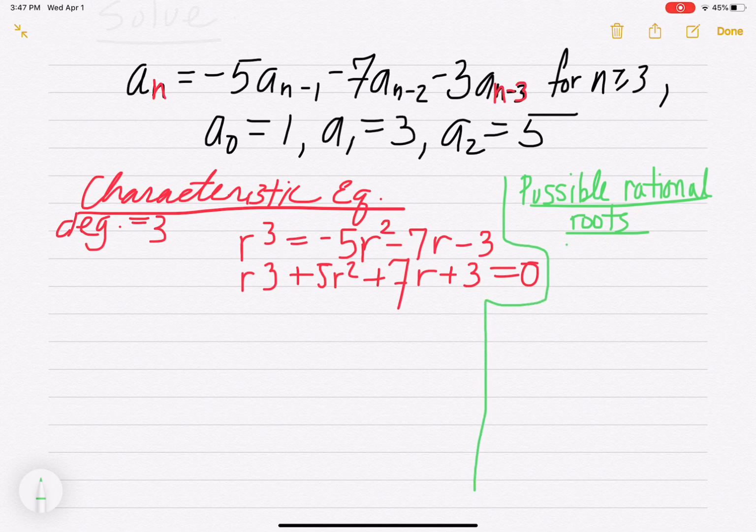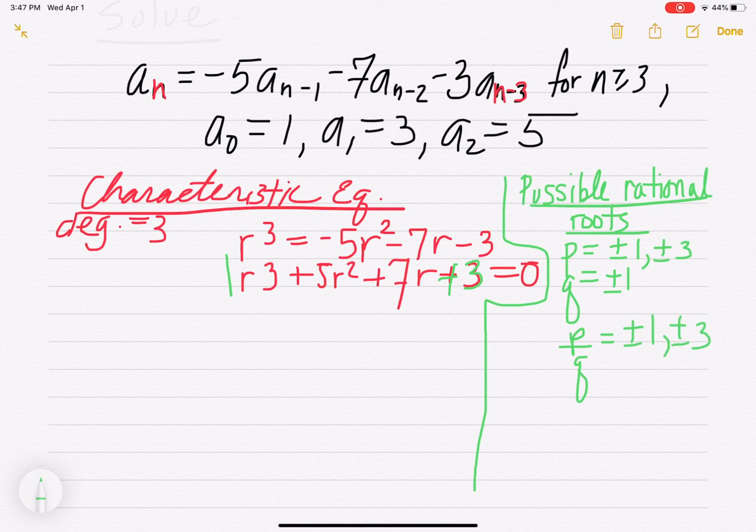So the p's are going to be the divisors of 3: plus or minus 1, plus or minus 3. There aren't very many, right? And the q's are going to be the divisors of the coefficient of the largest term, the r cubed term. The coefficient is 1, so the divisors are plus or minus 1. So your p over q's are just plus or minus 1 and plus or minus 3. Basically you have 4 possible rational roots to consider. You could try plugging in 1, -1, 3, -3, and trying those out.